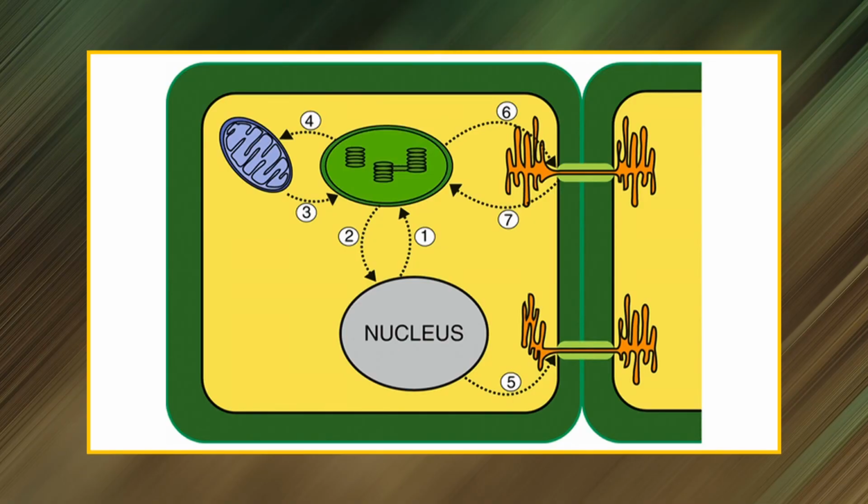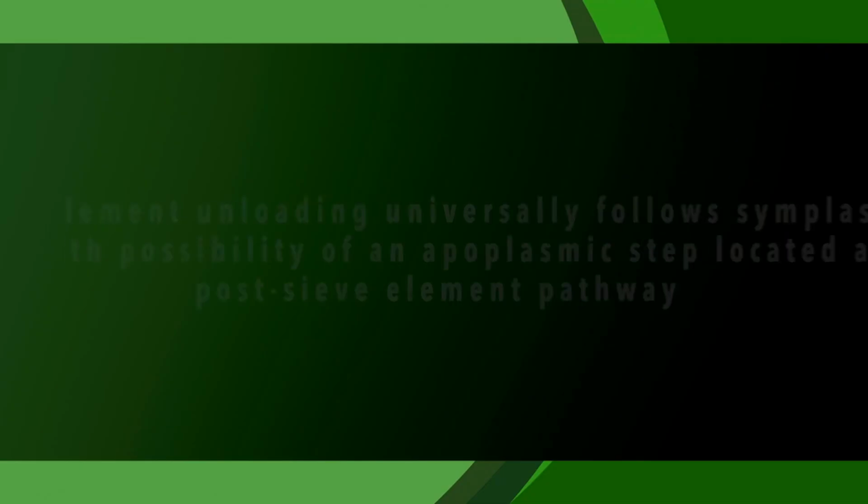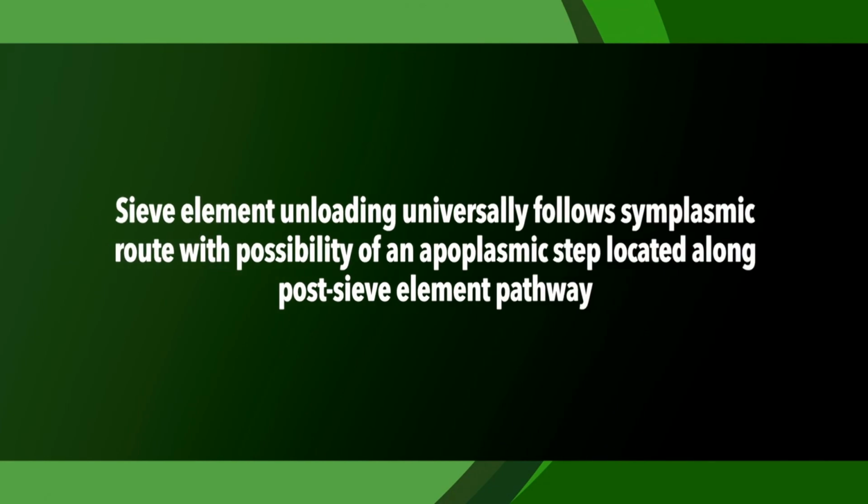The final state of plasmodesmal closure results in an exclusive apoplasmic unloading route that optimizes control over partitioning between axial path storage and translocation to the terminal sinks. Phloem unloading in terminal sinks. In contrast with the axial pathway, sieve element unloading universally follows a symplasmic route, with the possibility of an apoplasmic step located along the post-sieve element pathway.